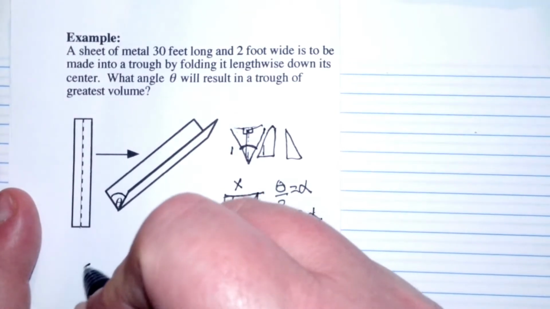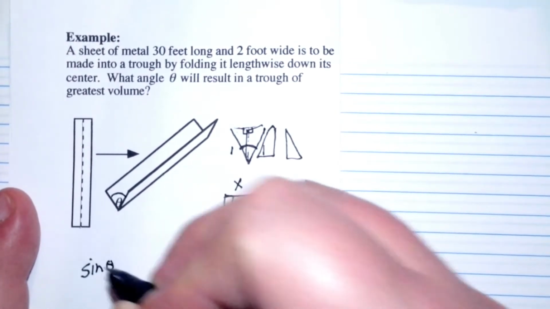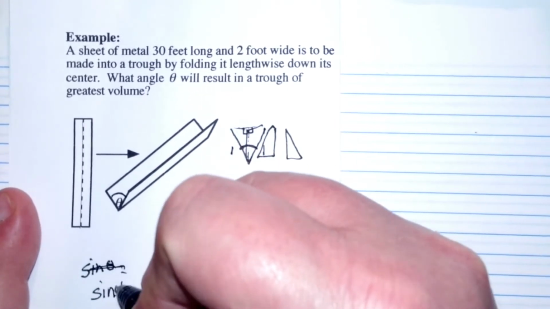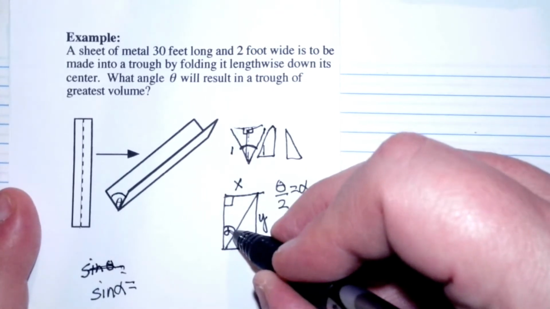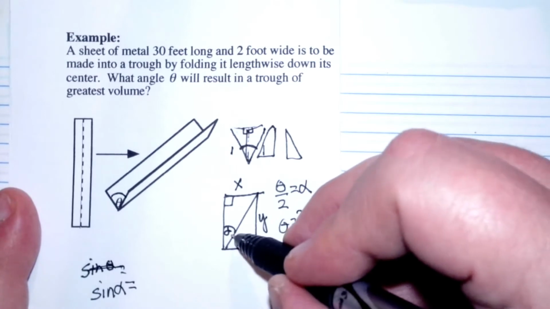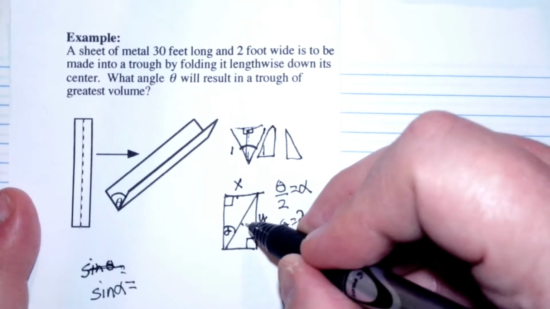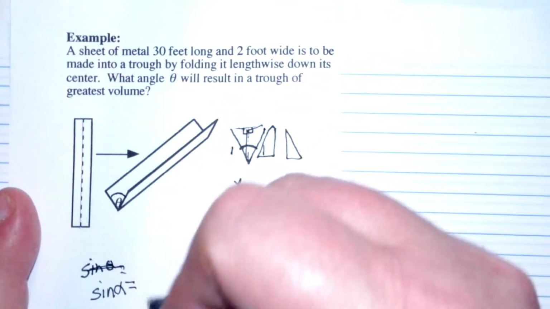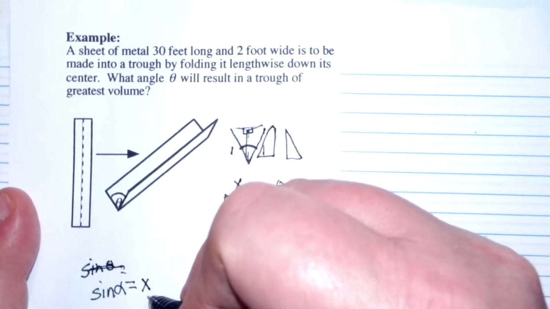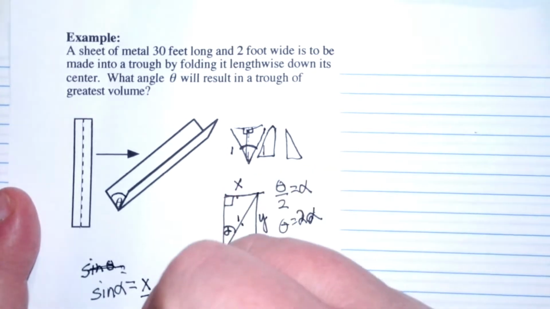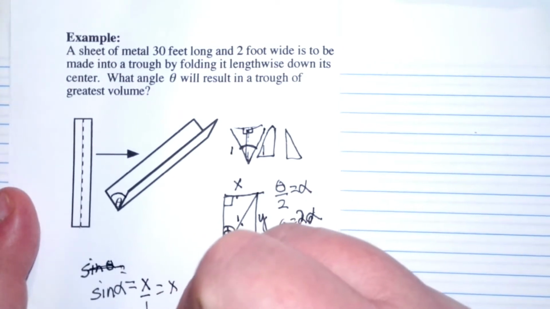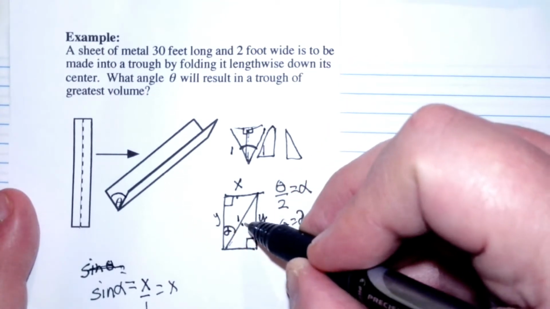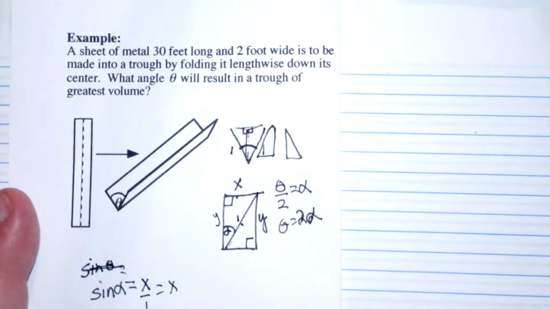So let's try this. What's the sine of theta? Sorry, not the sine of theta, sine of alpha. The sine of alpha is going to be the opposite side over the hypotenuse. Well, this hypotenuse is one of these sides, so that hypotenuse has length 1. So the sine of alpha is x over 1, or just x. And what about the cosine of alpha? Well, that's the adjacent side, which has length y over the hypotenuse, so that's y over 1, or just y.